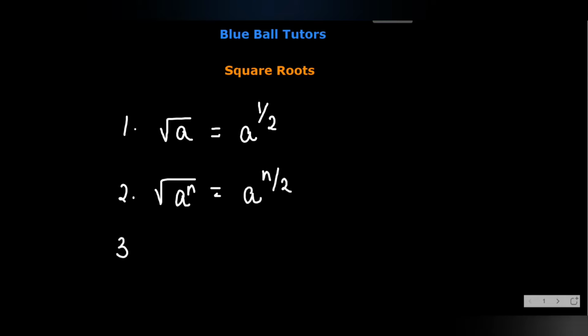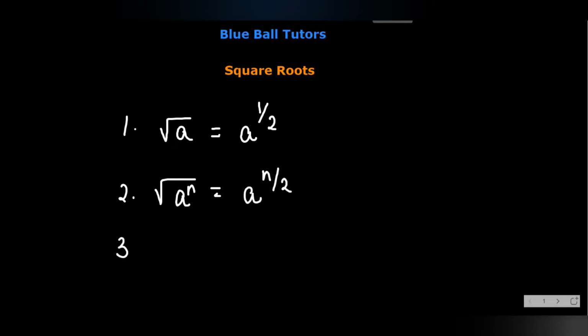Today we will talk about square root. So, what is square root? Square root means a to the power of 1 by 2, that is a to the power of half, is called square root. If you are having square root of a to the power of n, it means it is equal to a to the power of n by 2.